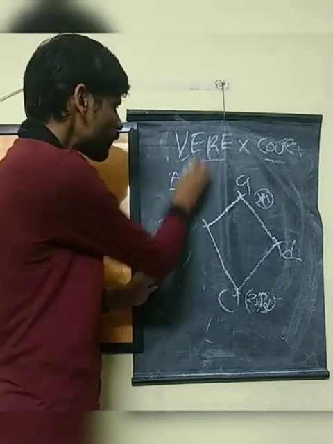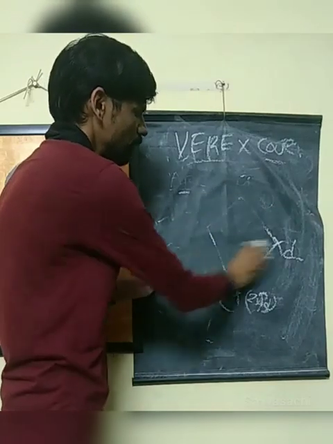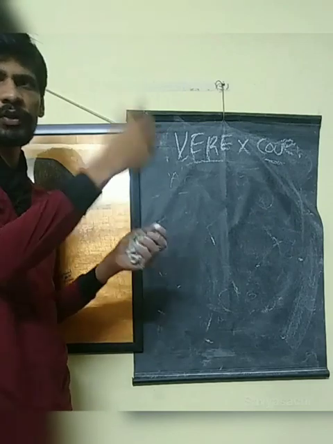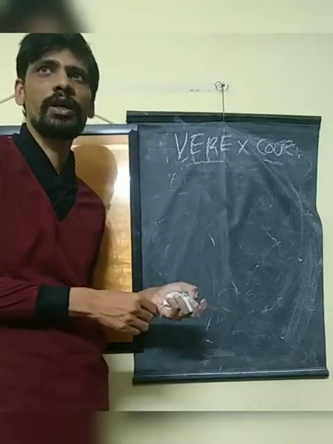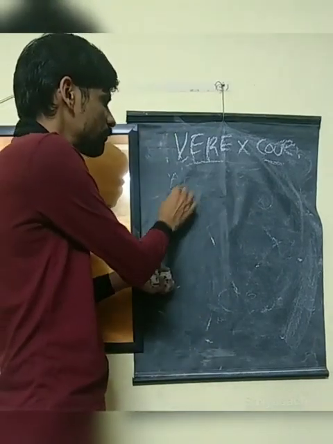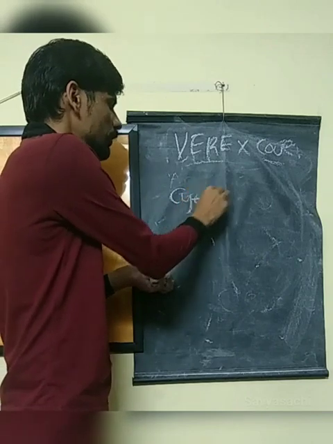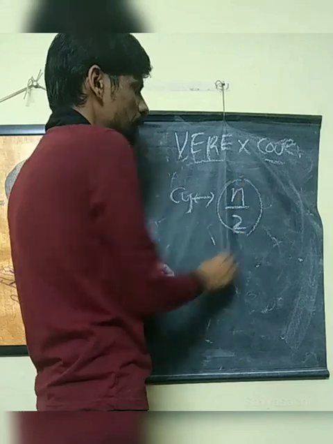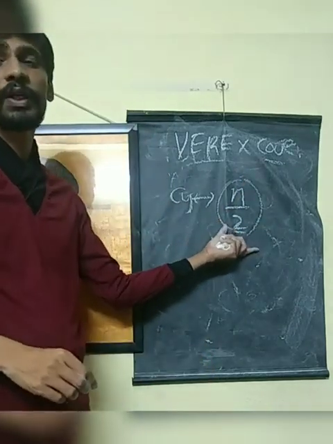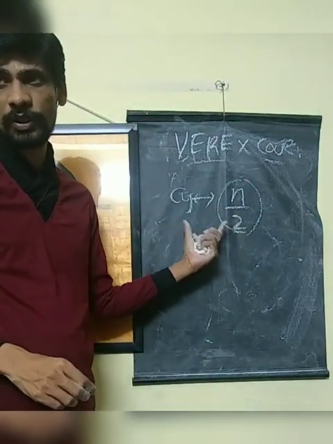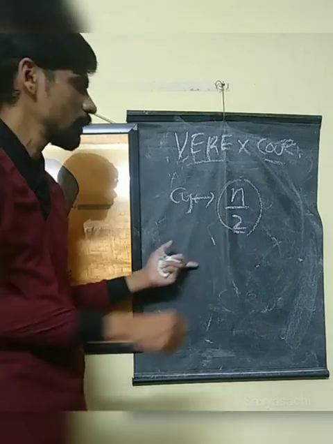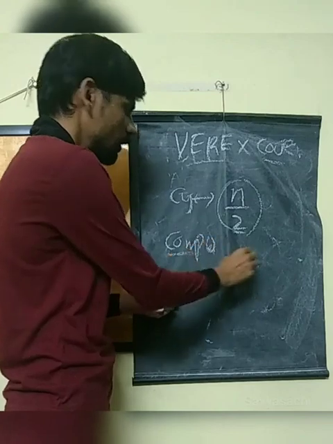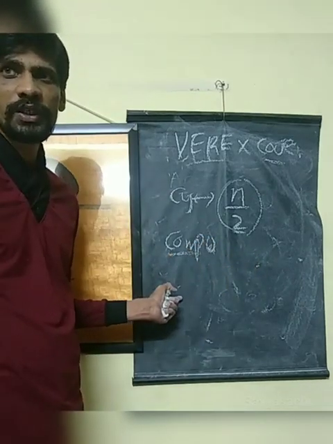So if you have a cyclic graph, then every time for a cyclic graph you need n by 2 vertex points to cover your graph. Now, if you have a complete graph, what does that mean?